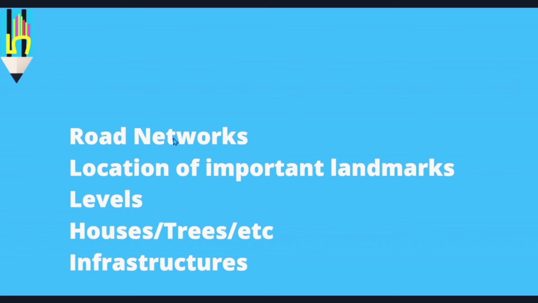Then the next thing is location of important landmarks. They will also give you the important landmarks, the places in the city that they will mention in the survey. They will also give the levels of various places. Why do we need the levels? Because to design it we need to know the levels so that we can calculate the head and flow. Next thing is the number of houses, the pattern of houses, trees, etc.